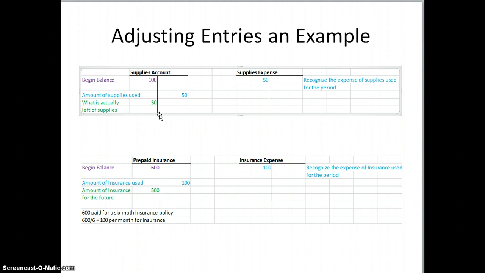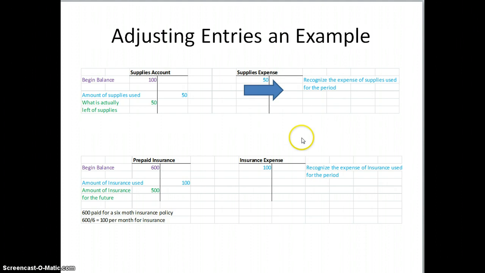So I need to make an adjustment. I need to decrease my supplies account to show that I've used up some of the supplies. So that's what I'm doing here with this credit. I'm decreasing the account. I had 100 and I subtract 50. I'm going to have $50 left in supplies for the future. And when I recognize the decrease to the supplies account, I'm going to likewise recognize that I have supplies expense here for $50. So I'm going to recognize that I have used $50 worth of supplies for the period.